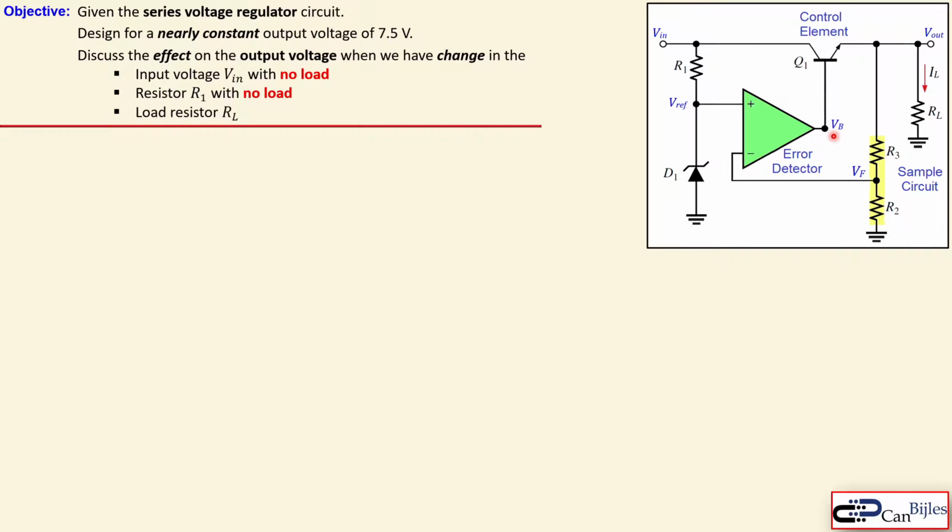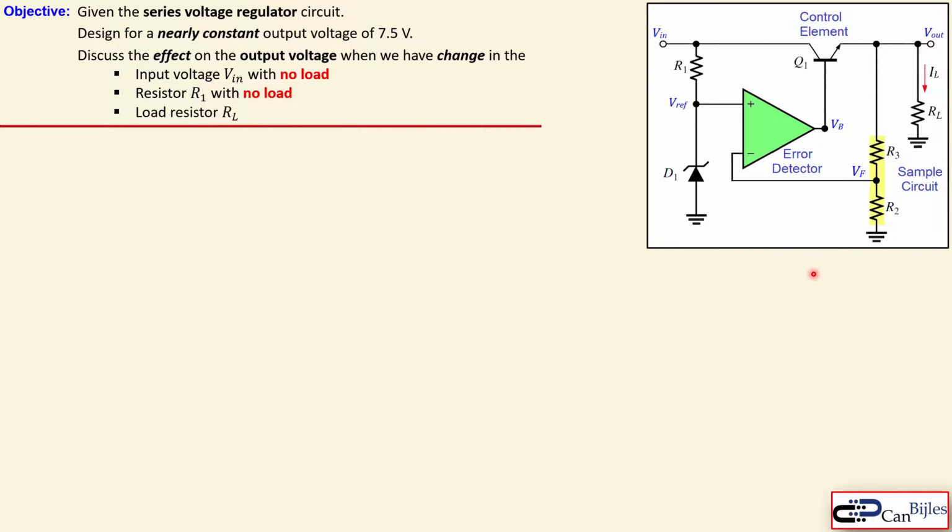Then the VB will be going down, so you will also surge less current. That's why this is a control element, the Q1, and then you control again your V out such that again everything is settled to the value you want. That is briefly the operation of this circuit.